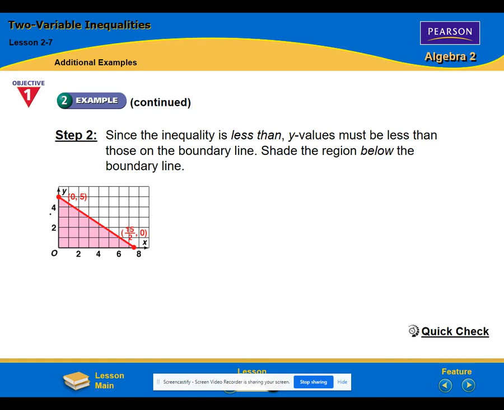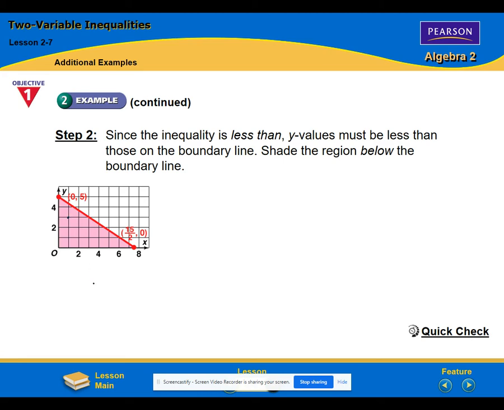Can we sell, we have 15 eggs left. Can we sell 1 scrambled and 3 omelets? Yes, we can. 1 scrambled would be 2 eggs, 3 omelets would be 9 more eggs. That's a total of 11. We have 15 to choose from, so that works. And look, 1, 3 is in the solution set.